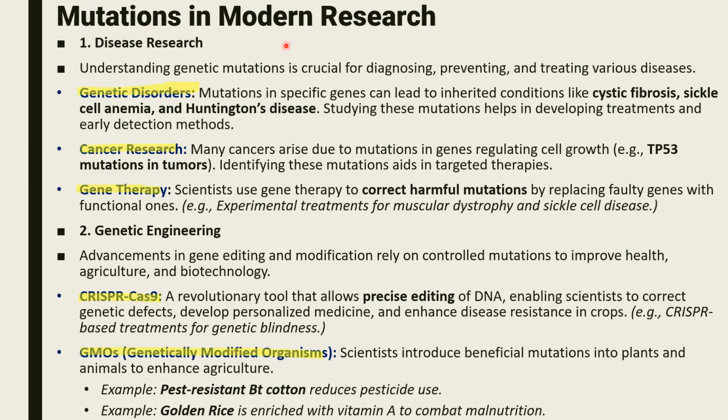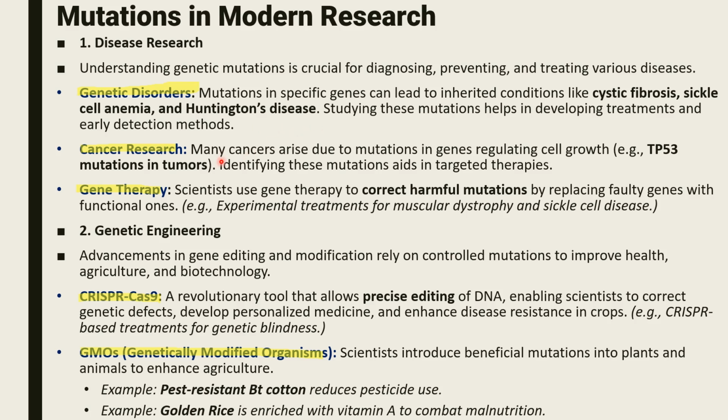Now, what is the role of mutation in modern research? Number one, disease research. Understanding genetic mutation is crucial for diagnosing, preventing, and treating various diseases. Genetic disorders: mutation in a specific gene can lead to inherited conditions like cystic fibrosis, sickle cell anemia, and Huntington's disease, which we studied earlier. Studying these mutations helps in developing treatments and early detection methods.